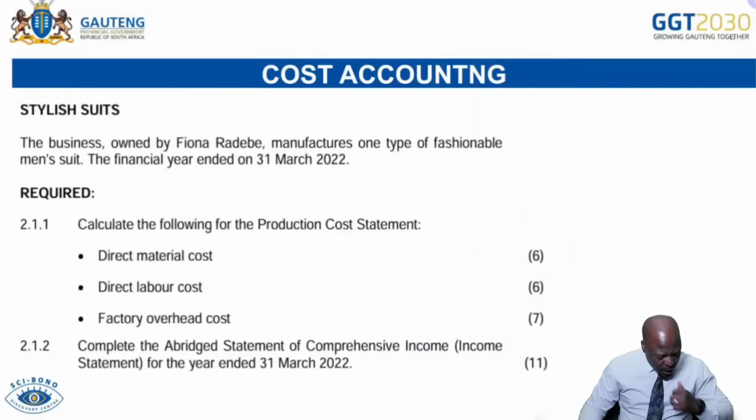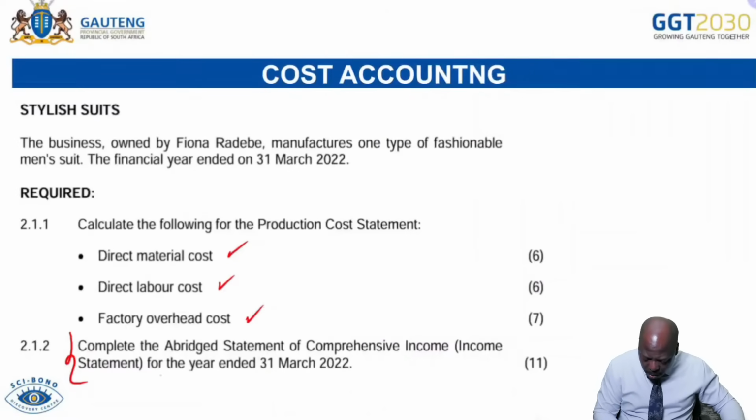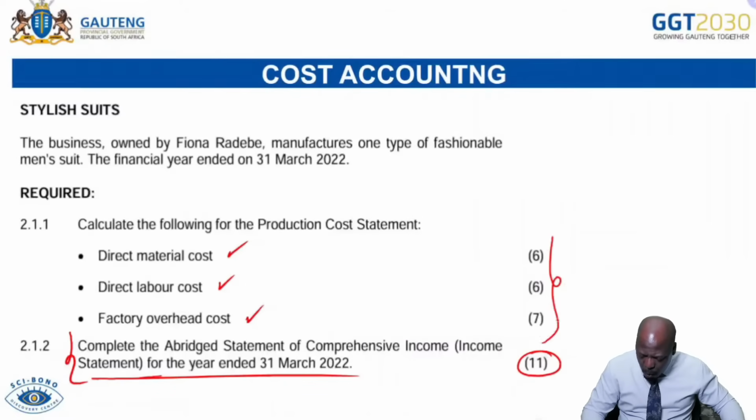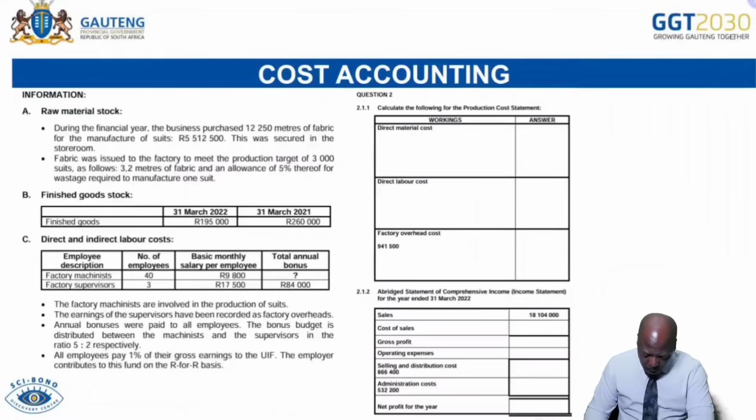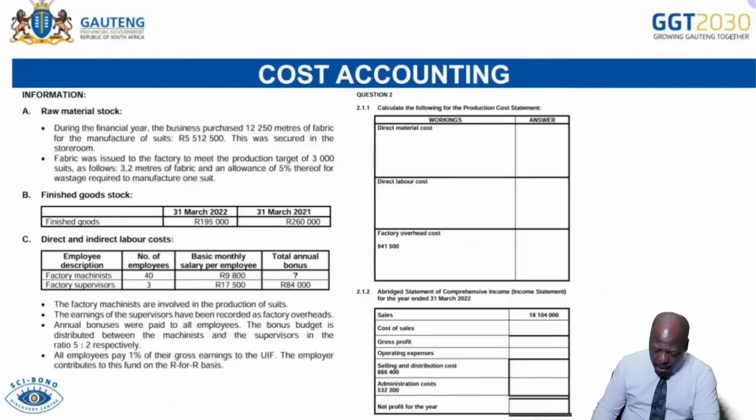So our first calculation is to do with this business called Stylish Suits. We're going to calculate our direct material cost, direct labor cost, factory overheads, and the abridged statement of comprehensive income. And we stand to get 11 marks. So in total here, we want to see if we can do the entire thing at the same time. Let's see if we can do that. So let's begin. Information A. I'm going to try to read from A, B, C, and we keep going, and then we see if we can finish in time.